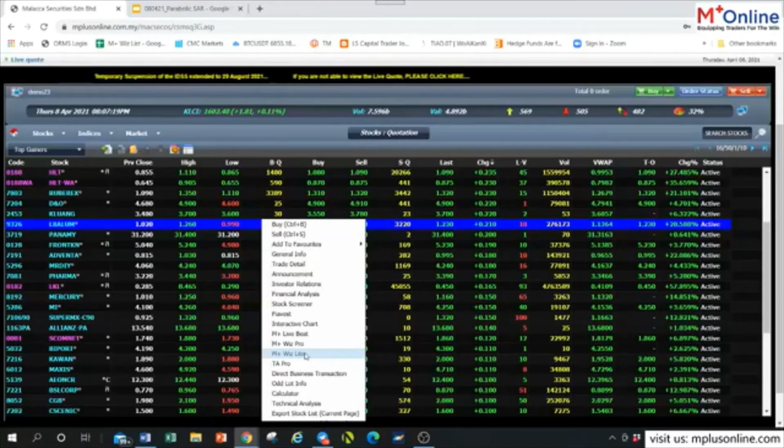So if you have been using M+ Swiss Lite, good job. For those who haven't discovered M+ Swiss Lite, do feel free to check it out.